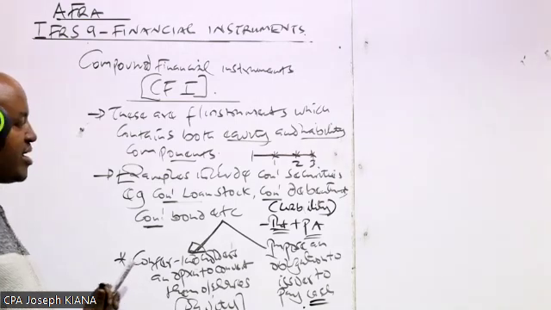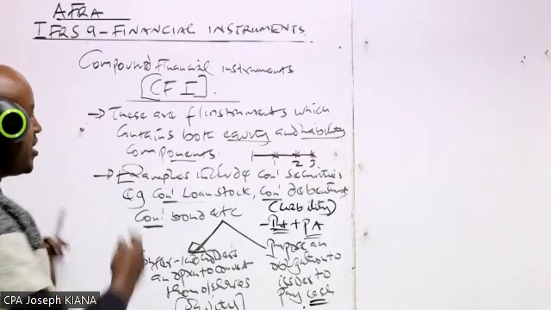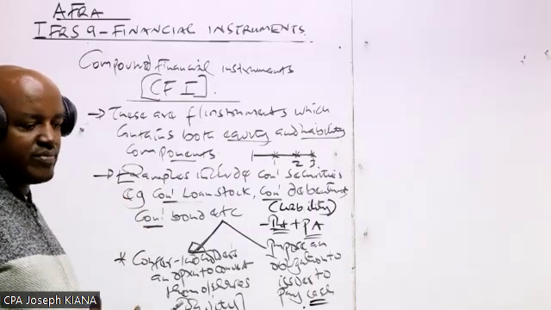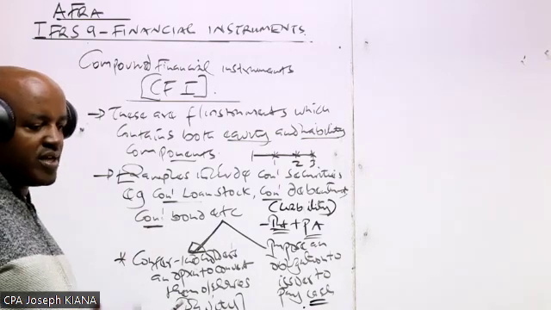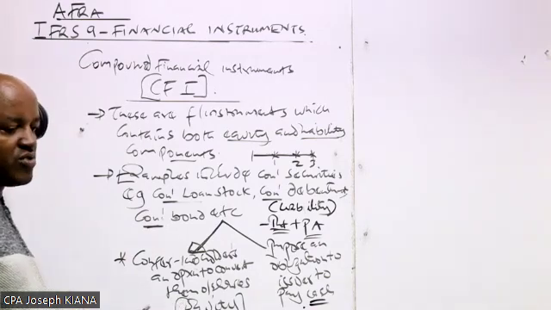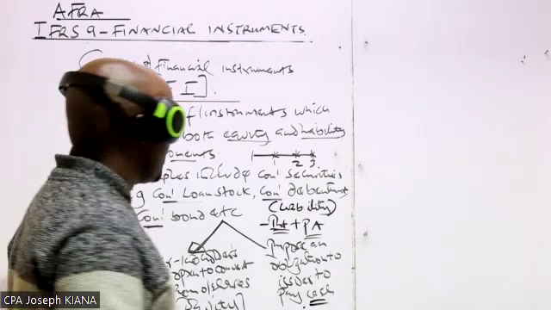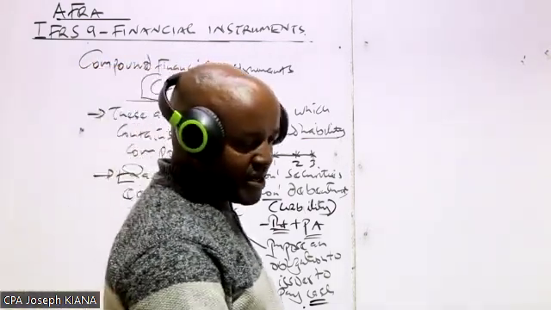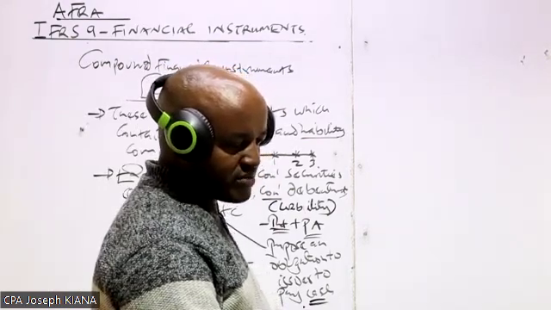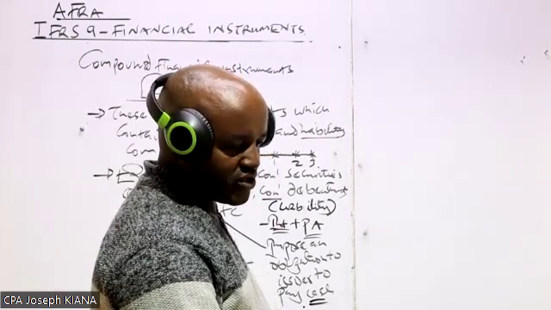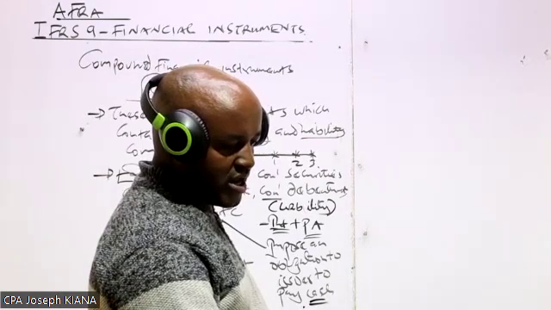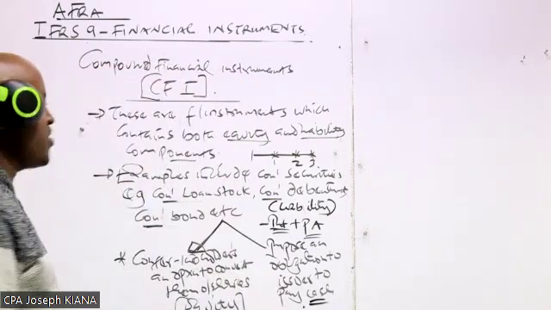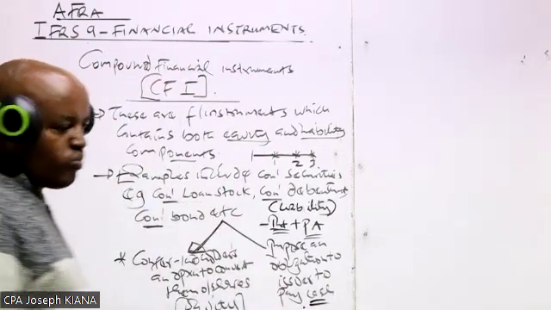So a compound financial instrument, CFI, is a financial instrument which contains both equity and liability components. And good examples of a compound financial instrument are the convertible securities.